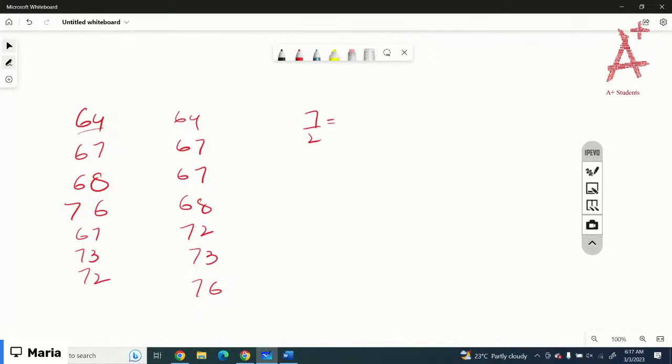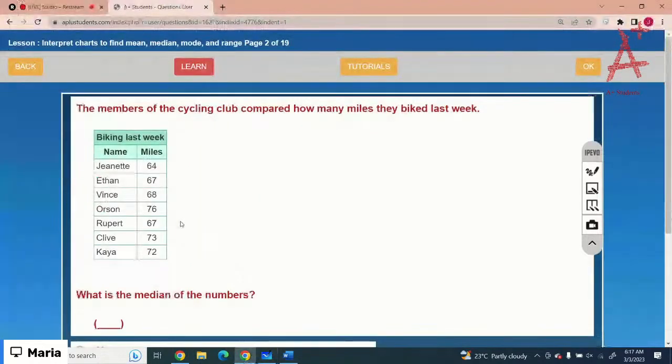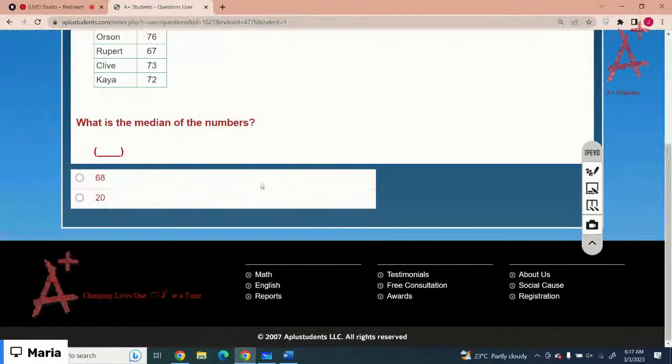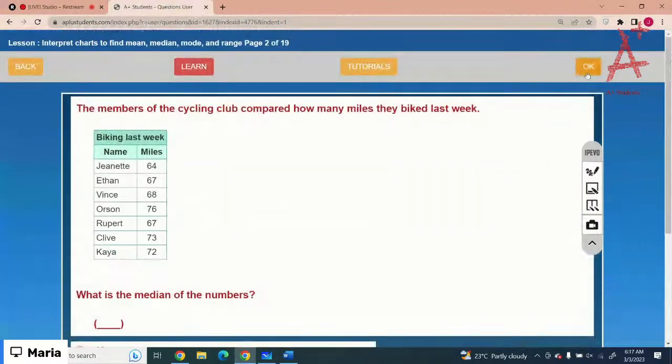When you divide 7 by 2, it makes 3.5. That means not the third one, the next one, because it is 3.5. The next to third is fourth. The fourth one is the median of the data. See, 68 is the median and it divides the data into two equal parts. Got it? So the correct option is 68. You can just select the correct option and click on the OK button.